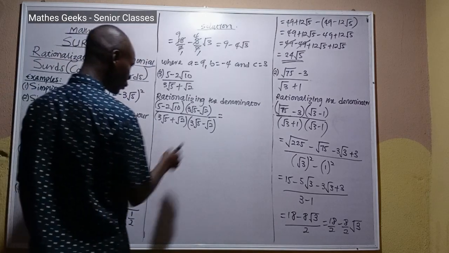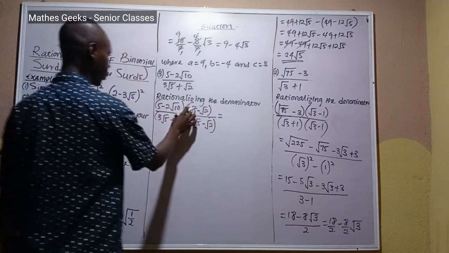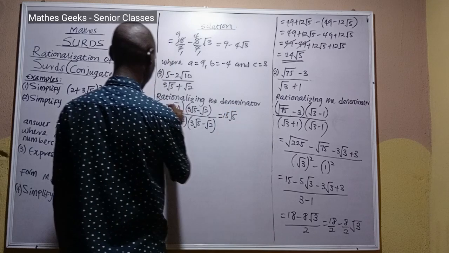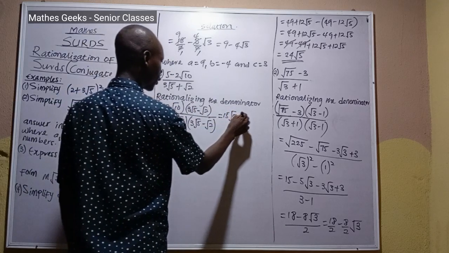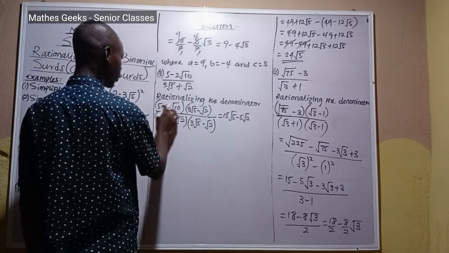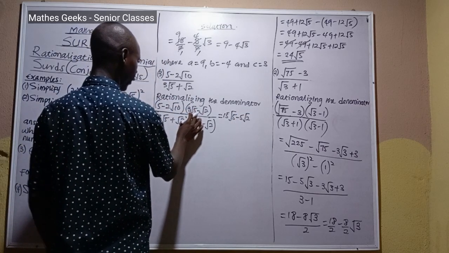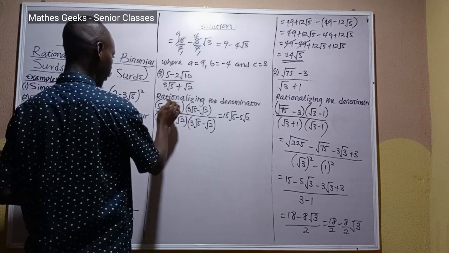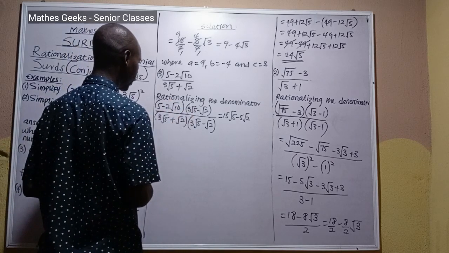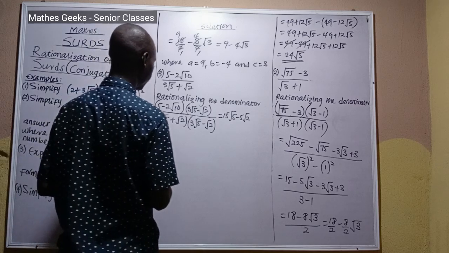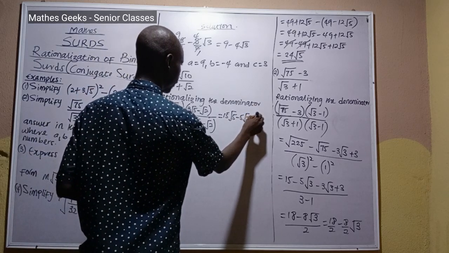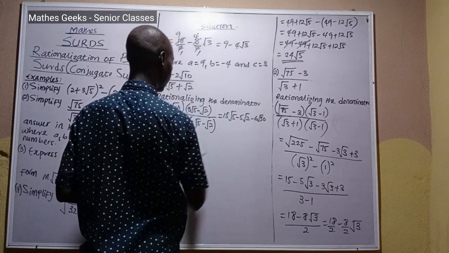So 5 times 3 root 5 gives us 15 root 5. 5 times minus root 2 gives us minus 5 root 2. Minus 2 root 10 times 3 root 5 will give us minus 2 times 3, which is minus 6. Root 10 times root 5 gives us root 50. Minus 6 root 50.